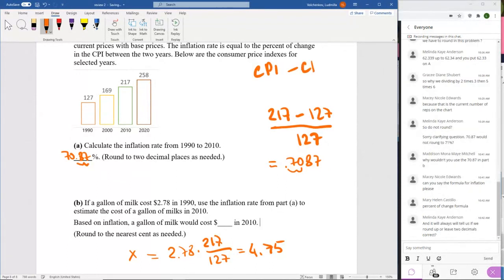CPI minus CPI base, divided by CPI base. So base is the first year. So we have here 2010 and 1990. So this is our base, and this percent of rate equation will also tell us we have to round.